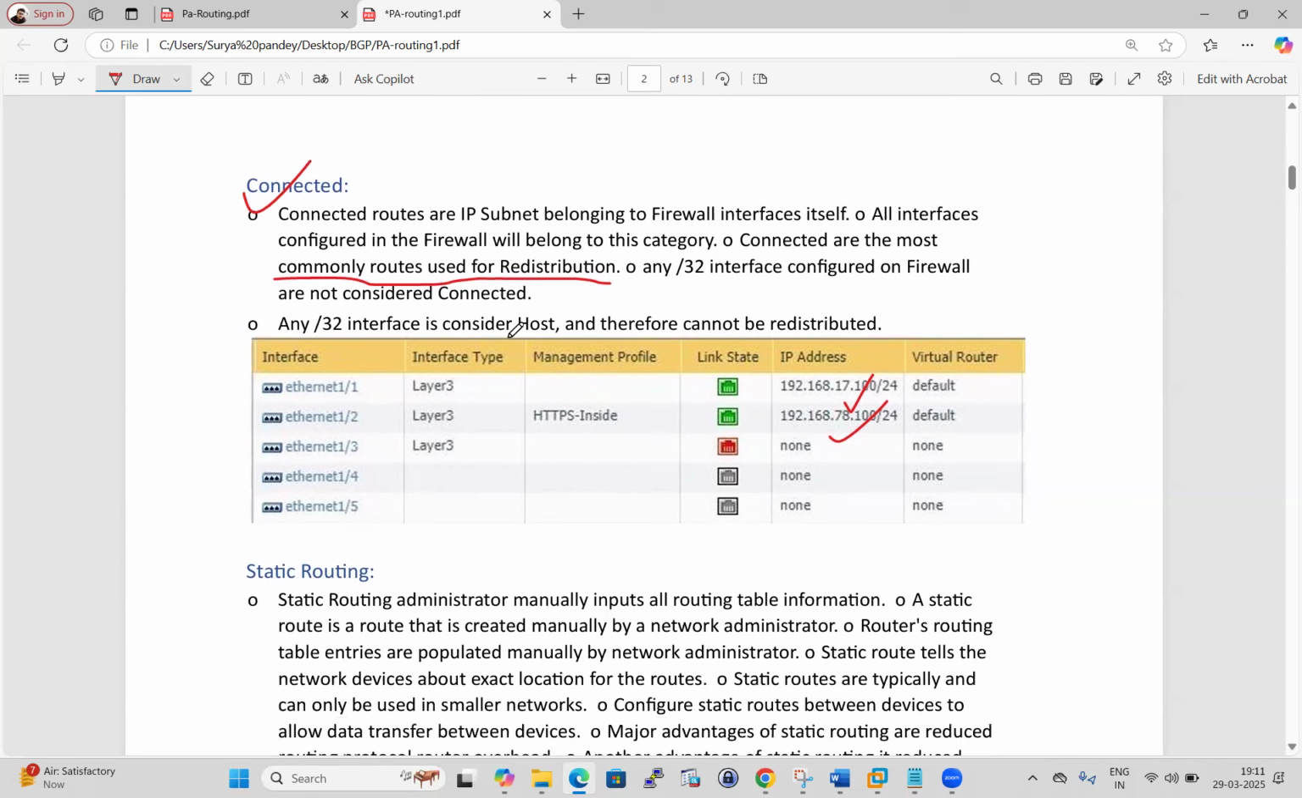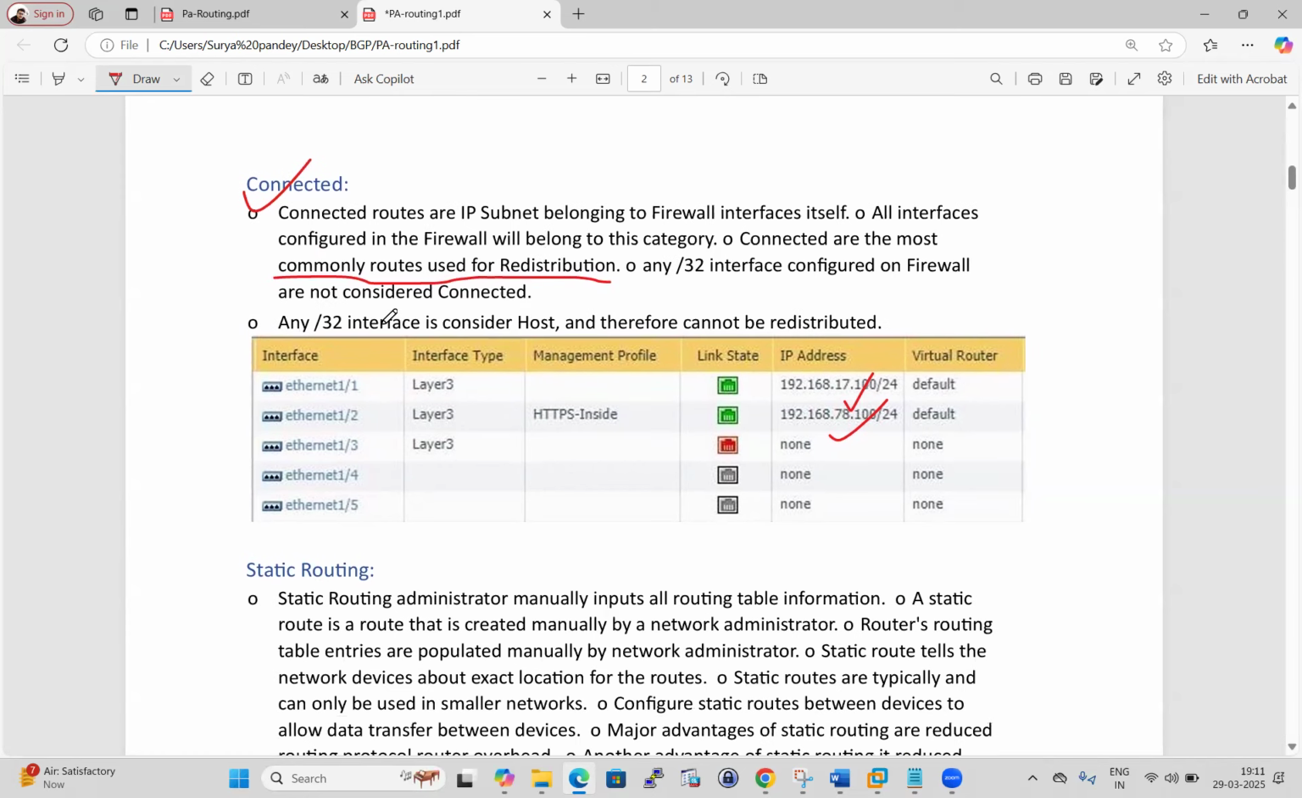One more important thing to understand, guys: any /32 interface. If you configure an interface using /32, it will be considered a host, and therefore it cannot be redistributed. So if you are putting any interface and using the value /32, it will be considered a host, and therefore we can't redistribute it. Okay, so we can understand that and keep it in mind.